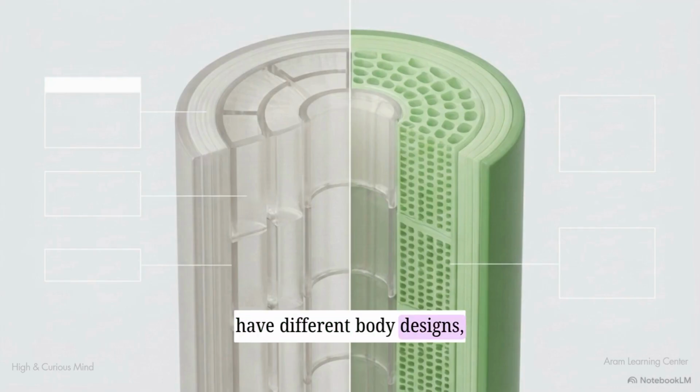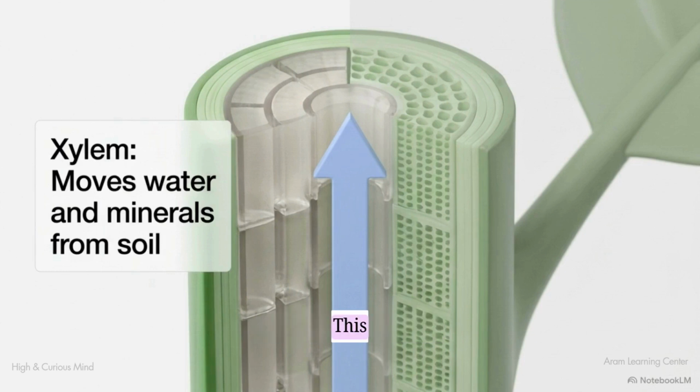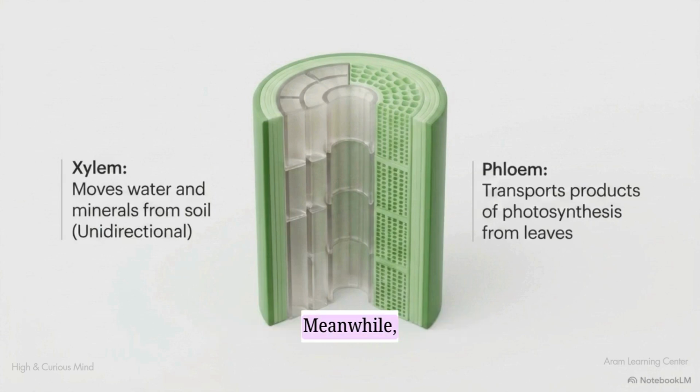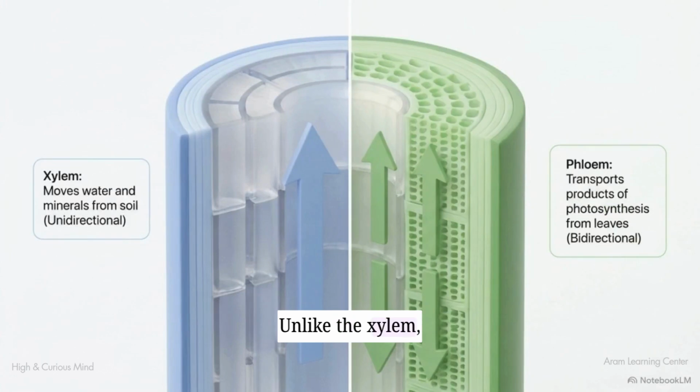Plants have different body designs with a large proportion of dead cells, so their transport systems operate on different rules. Looking at this breakdown, the xylem is a dedicated tissue network responsible for moving water and minerals absorbed from the soil upwards. This movement is strictly unidirectional. Meanwhile, the phloem is responsible for transporting the actual food, the products of photosynthesis, from the leaves where they are synthesized to all other parts of the plant. Unlike the xylem, movement in the phloem is bidirectional, going wherever energy stores are needed.